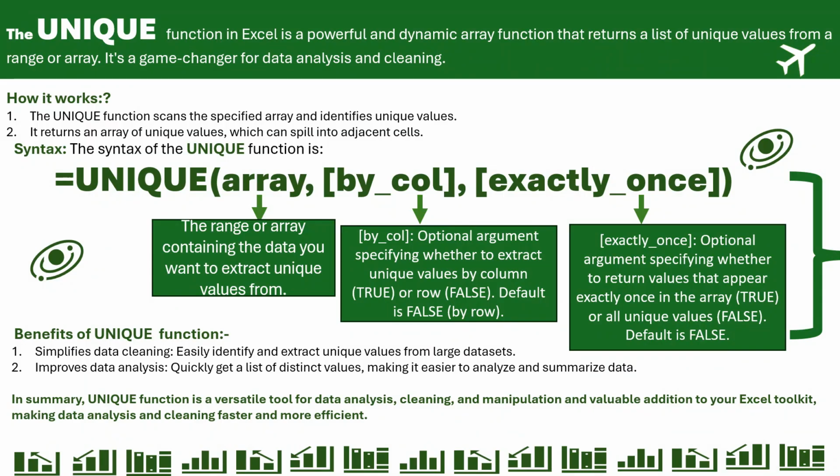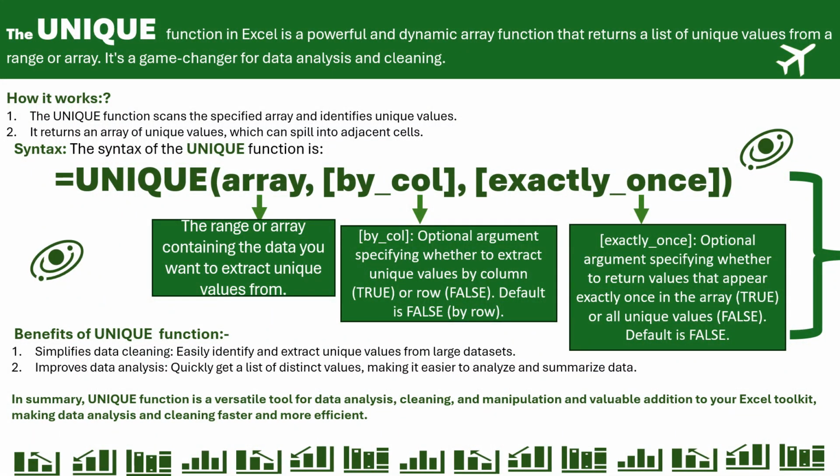So let's understand what an array is. Array is the range or array containing the data from which you want to extract unique values. By_col is an optional argument specifying whether to extract unique values by column, TRUE or FALSE. FALSE is the default. Exactly_once is also an optional argument specifying whether to return values that appear exactly once in the array, TRUE or FALSE. FALSE is the default.